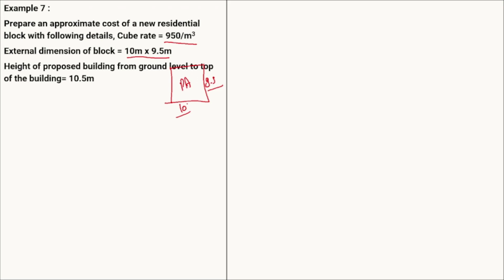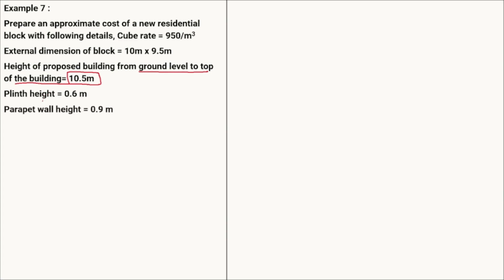Okay, the height of the proposed building is given. Now here, the height of the building is given from the ground level to the top of the building as 10.5 meter. In addition to this, we also have the details: the plinth height is given as 6 meter, as well as the parapet wall height as 0.9 meter. Now here the numerical is quite the same. The rate of construction is directly given, cubic content rate as 950 rupees per meter cube.